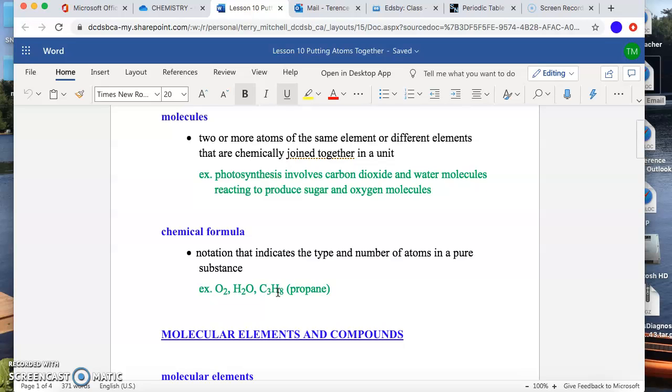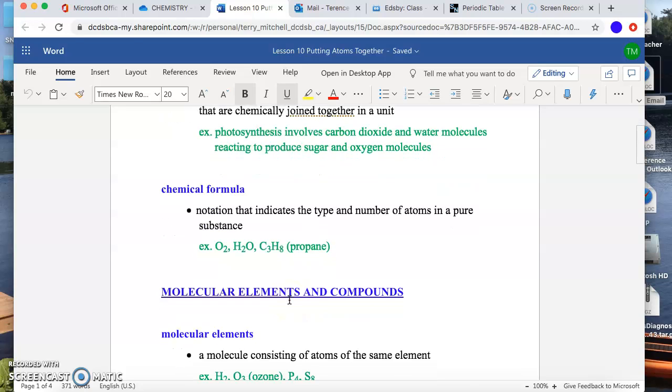So we use the element symbol, and how many of them there are is the number, and it is subscript. Don't put it up here. It's not an exponent. That's superscript. It's down below. It's subscript.